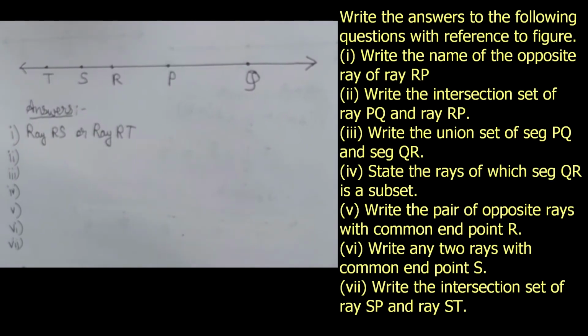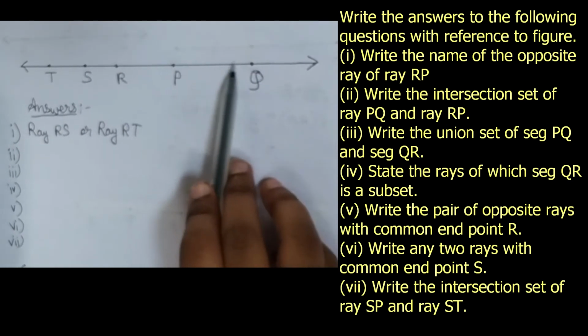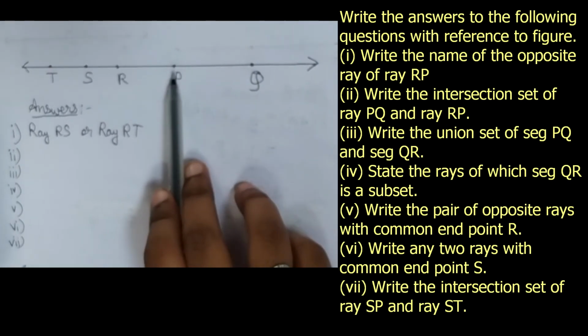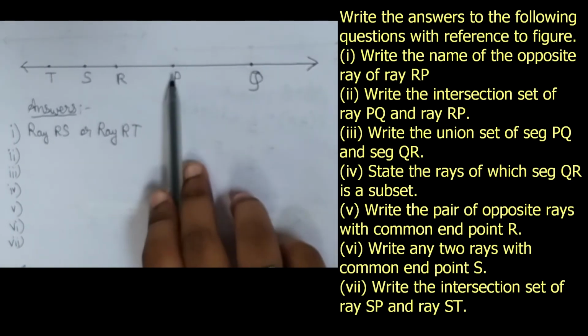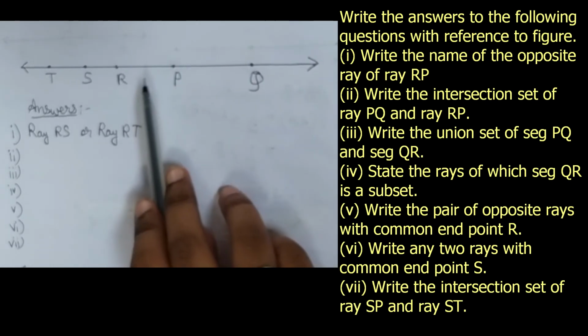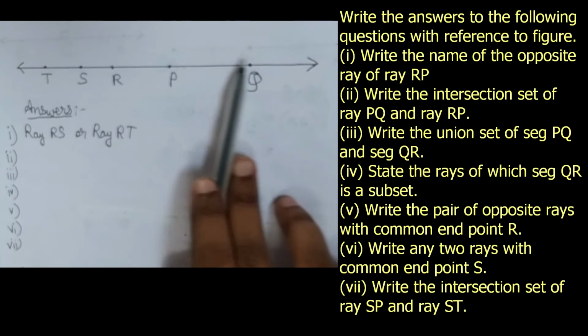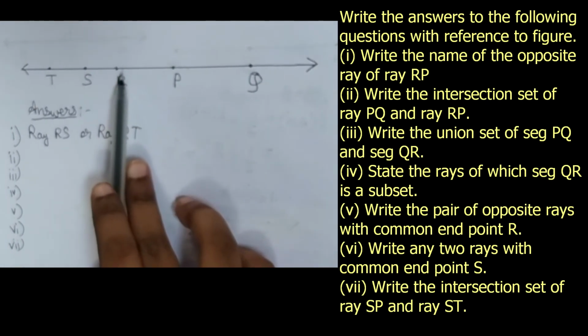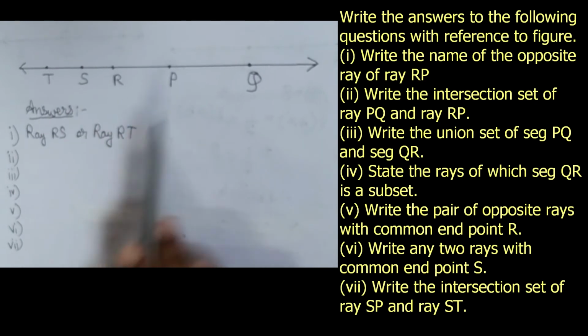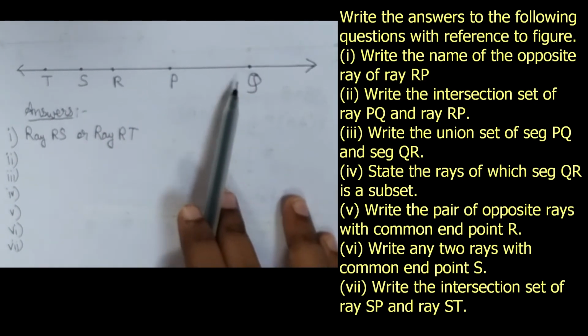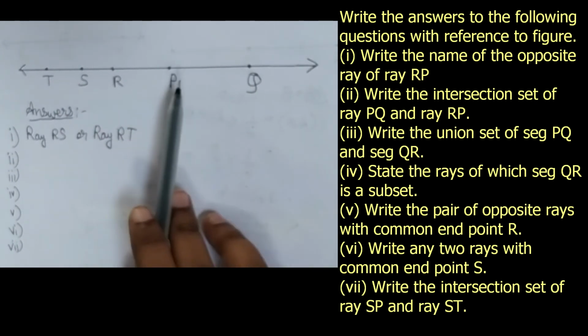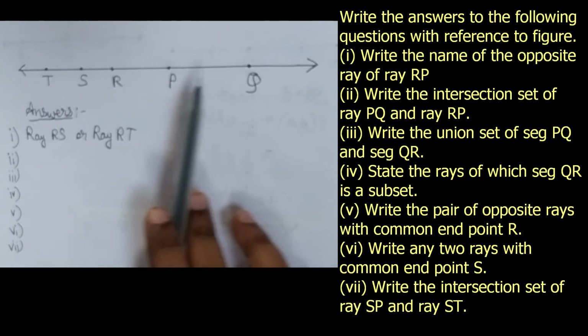Write the intersection set of ray PQ and ray RP. Ray PQ starts from P. Ray RP is this full ray, starting at point R. Now we have to find the intersection. Intersection means the points that are common in both rays.